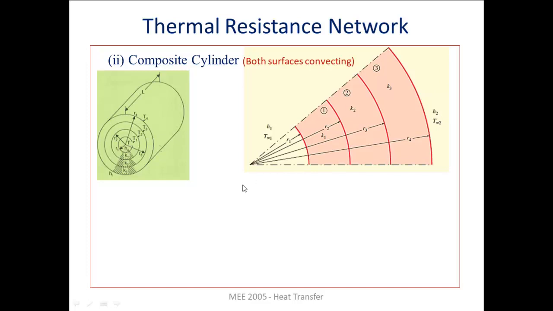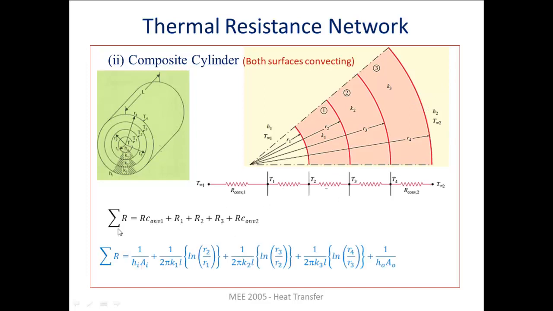For this case, now how many resistances are involved? Convective resistance for the inner surface, then conductive resistance 1, conductive resistance 2, conductive resistance 3, and finally outer convective resistance. So this is the resistance network. So total resistance is given here. R1, R2, R3 are conductive resistances. R convective 1 is the inner convective resistance. R convective 2 is the outer convective resistance. So the total resistance is given here.